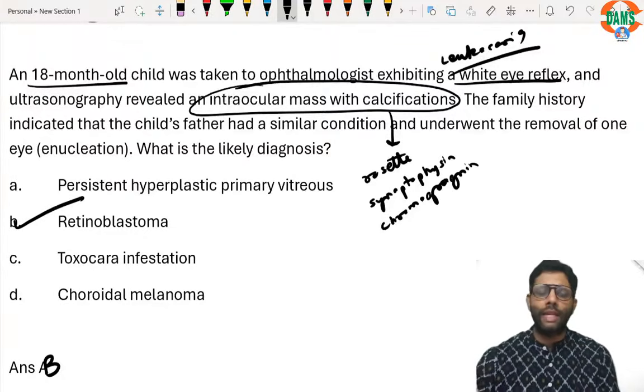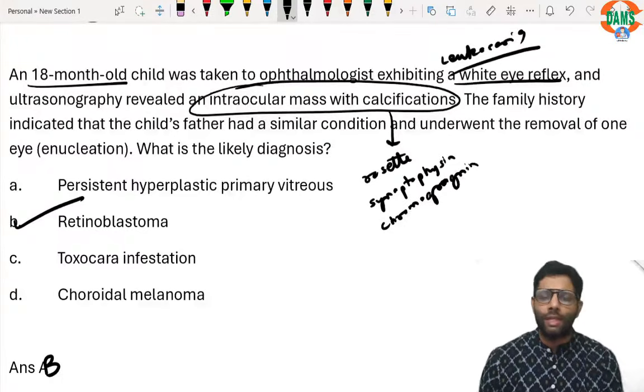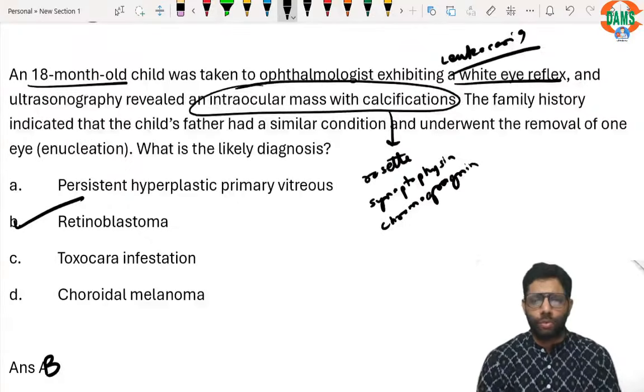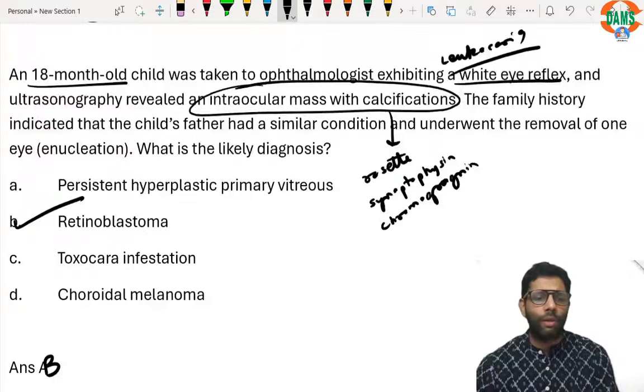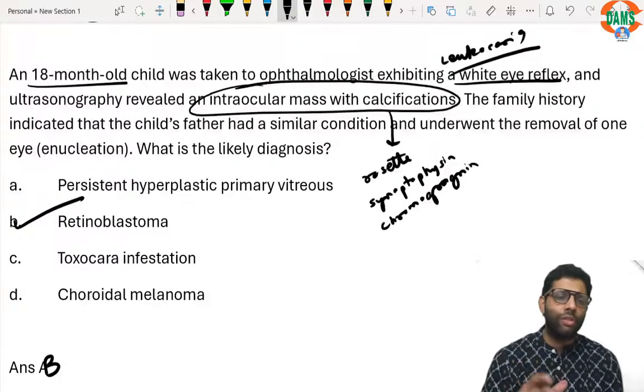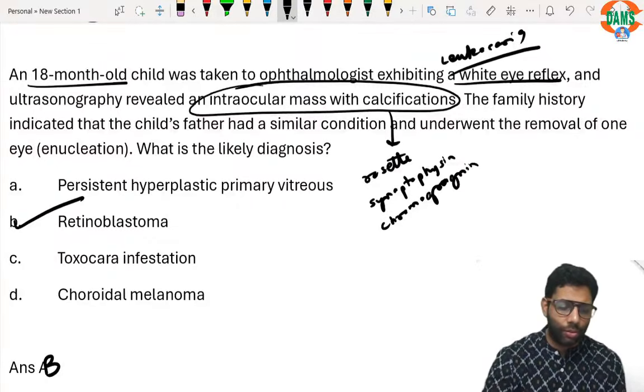Pathology question. Synaptophysin, rosettes, chromogranin in a child with a mass, calcification, rosettes, leukocoria, all go in favor of retinoblastoma. It's the most common intraocular tumor in children. The most common intraocular tumor in adults is choroidal melanoma. So treatment depends on the staging of retinoblastoma. If you know the groups and staging, you should know about that also.